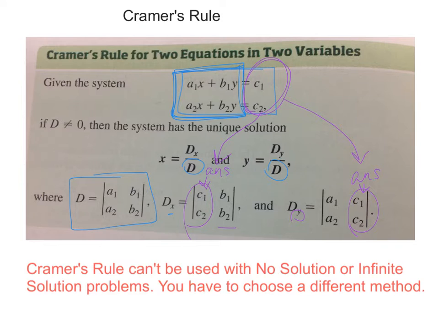The beauty of Cramer's rule, especially whenever you get some of these numbers, is that sometimes your answers aren't just nice little integers like what we've been working with so far. So Cramer's rule works really nice whenever you have those freaky answers.